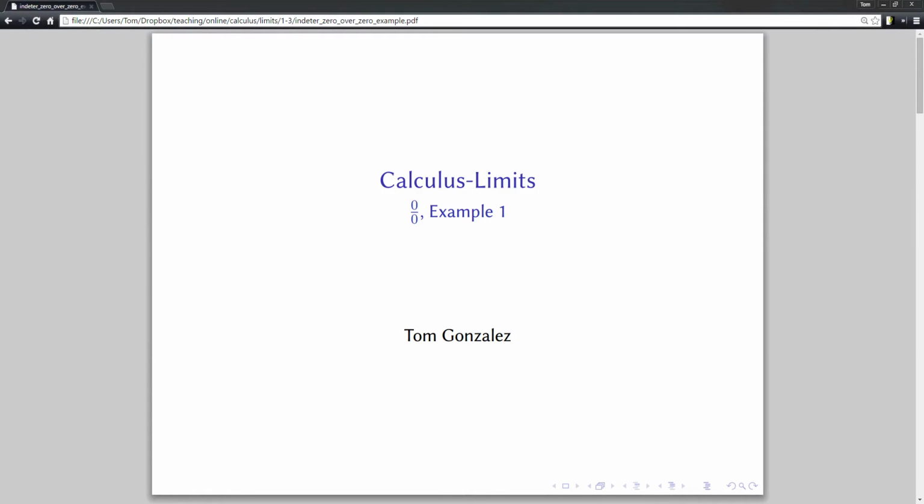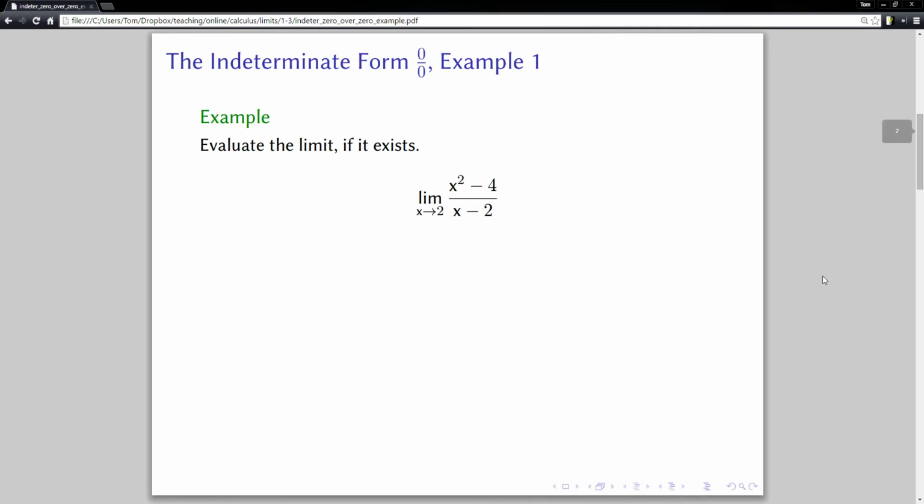In this video, we're going to talk about how to handle the situation where you come across a 0 over 0 indeterminate form when you're trying to evaluate a limit. So in this example, we're going to take the limit as x goes to 2 of this rational function here. A rational function is a polynomial divided by a polynomial, which is what we've got here.